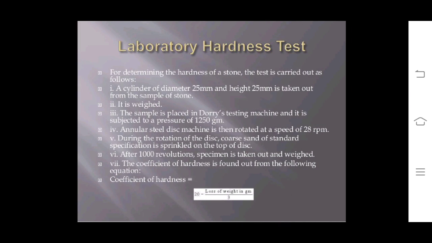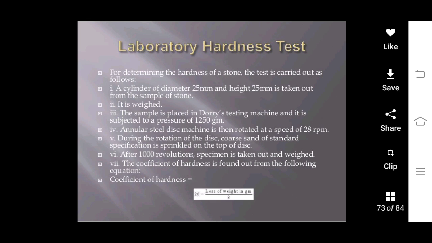The next laboratory test is hardness test. For determining the hardness of stone, the test is carried out as follows. A cylinder of diameter 25 mm and height of 25 mm is taken out from the sample of stone. It is weighed. The sample is placed in Dorry's testing machine and it is subjected to pressure of 1250 gram.